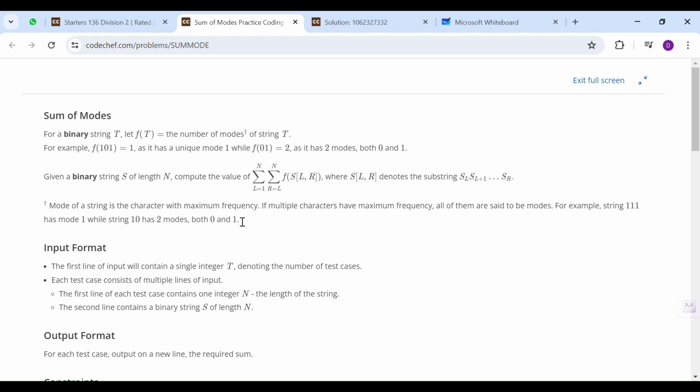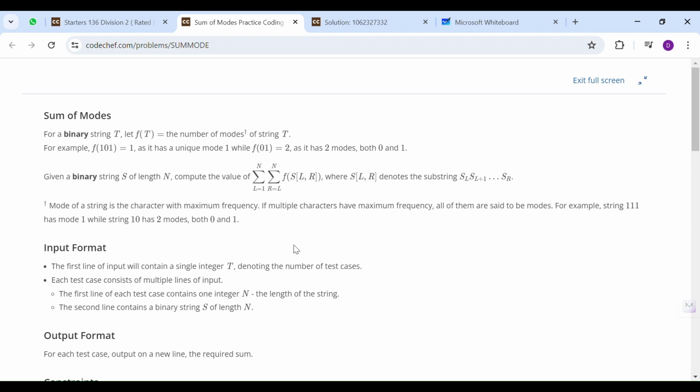So, now, since you have only zeros and ones in your string, the possible answers for f of some substring will be 1 or 2. It will be 1 if the counts of ones and zeros are not equal, because then one of them will be the greater count. So that will become your mode. But if your count of ones and zeros is equal, then the function would have two modes because both of them have the same frequency.